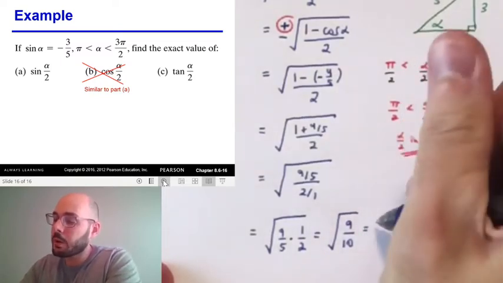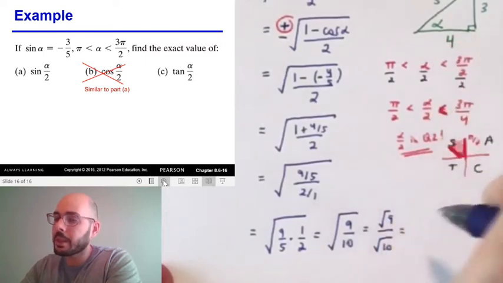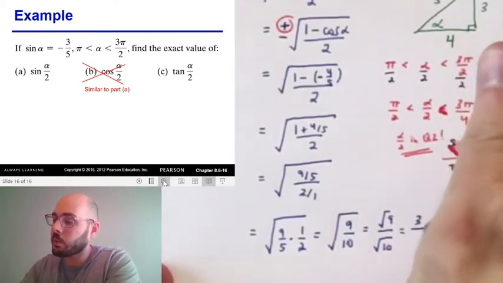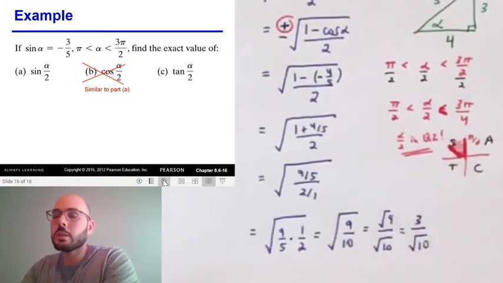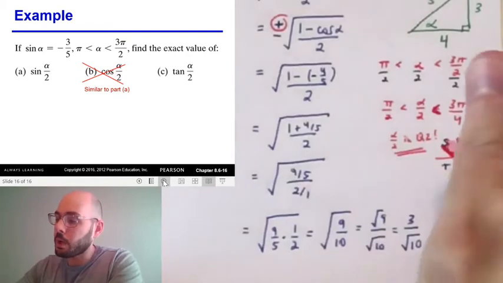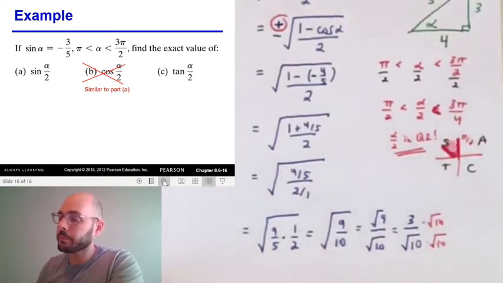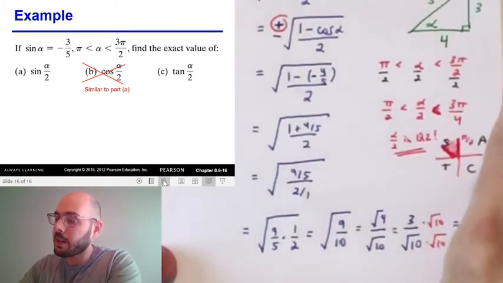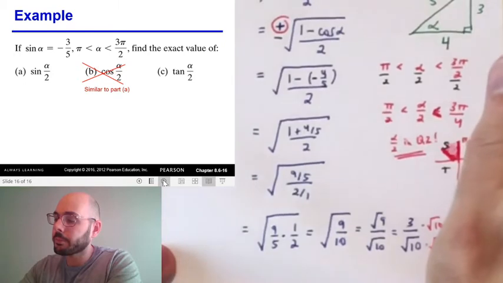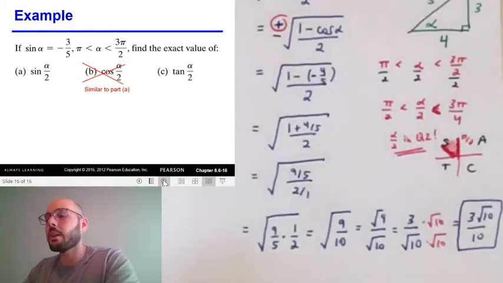When you have the square root of a fraction, you can take the square root of the top and the square root of the bottom. That'll help us simplify to be a 3 over square root 10, which is an okay answer, but it's not rationalized. So remember how to rationalize. You can just multiply by the denominator on the top and on the bottom. And that should give us our final answer here of 3 square root 10 over 10. Whew, so there we go. That was sine of alpha over 2.